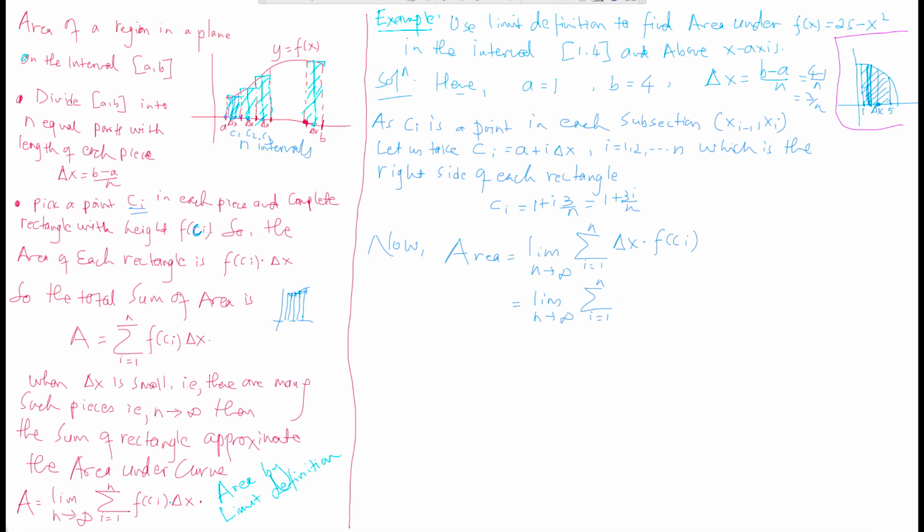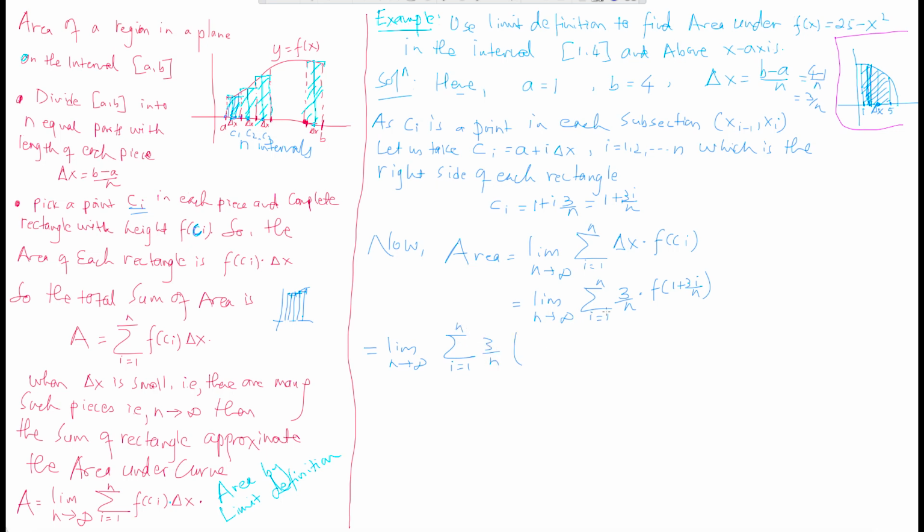So how do I write this? The area is, using that formula, delta x times f of c_i. Delta x is 3 over n, times f of c_i, which is f of 1 plus 3i over n. You see that? Now let's use that formula. Let me start from the left side here: the limit as n tends to infinity, the summation with i running from 1 through n, of 3 over n.